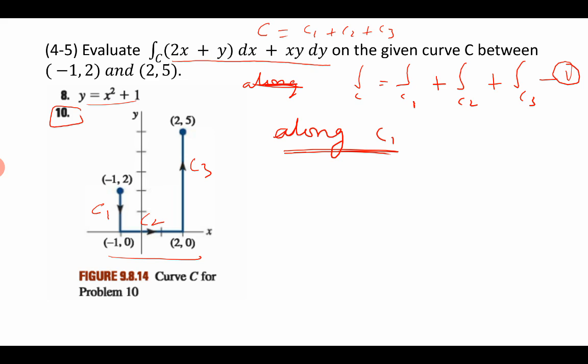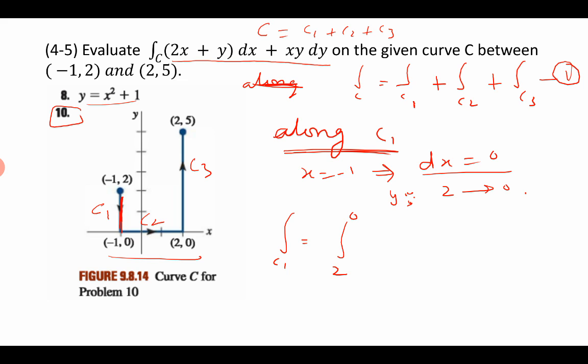We have to collect some information. C1 is the line parallel to the y-axis, where x is constant, x is negative 1. Along this line, x is negative 1. This x being constant will give you dx is 0. And throughout this line, y varies from 2 to 0. So the integration limit can be done with respect to y because dx is 0. Let us do it along C1, which is integral y from 2 to 0.